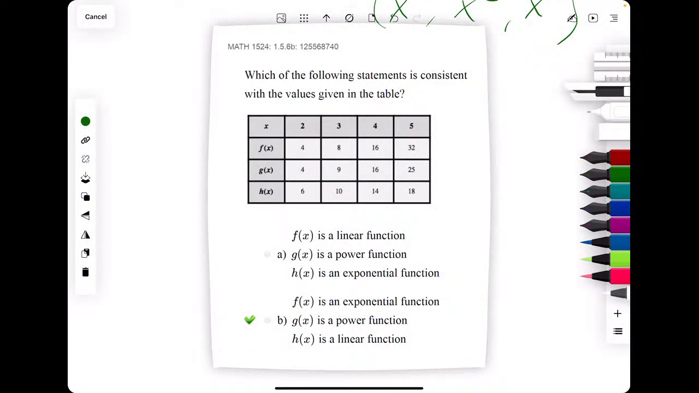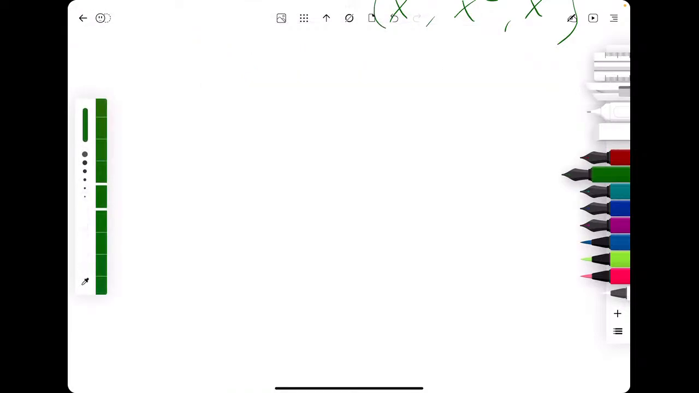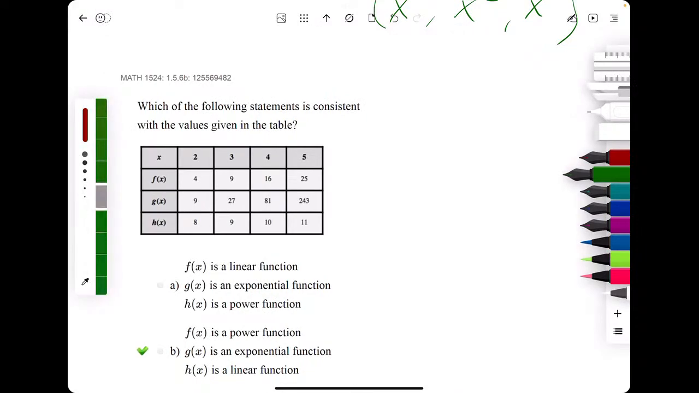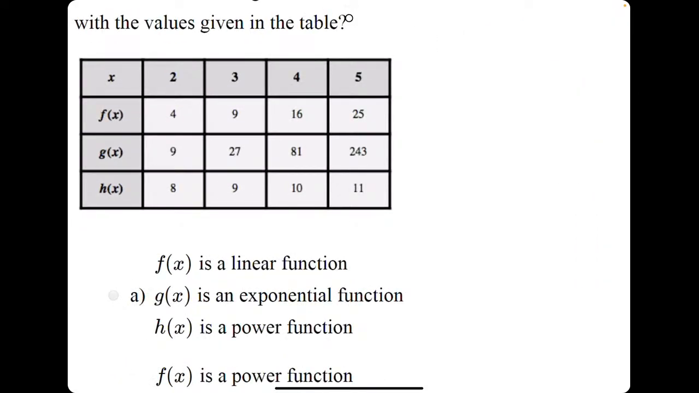I'll just do one more example. Is this the same one? Yeah, I think so. What is the other one? All right, so essentially the same thing. Just to talk through this one as a different example.